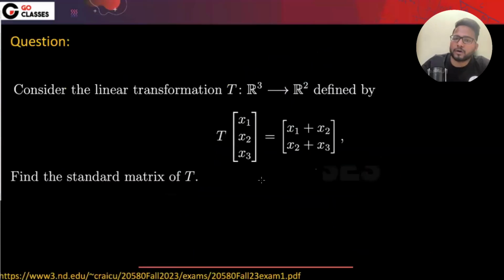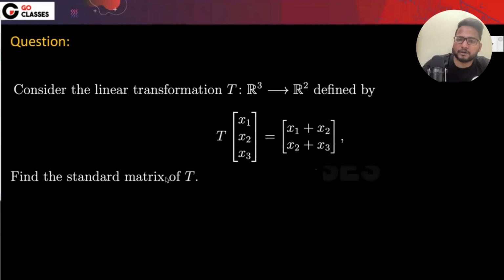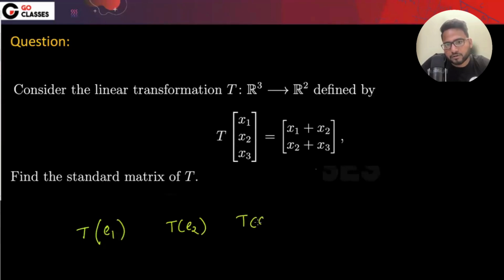Okay. Now let's just see this question. Now here they are saying find the standard matrix of T. So what is the standard matrix of T? It is nothing but, okay, what should be the dimension of this? Or maybe you can find out here T of E1, T of E2, T of E3, right? Because this input is basically R3, right? So it will be T of E1, T of E2, T of E3. This is the standard matrix.